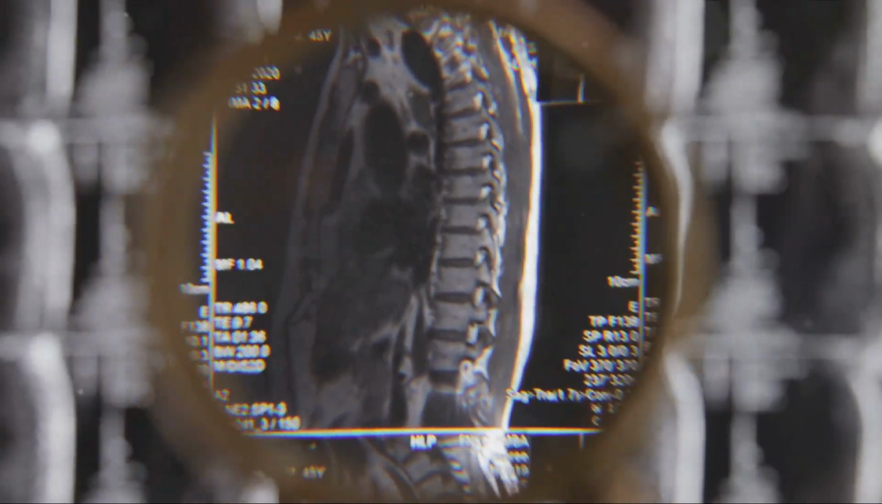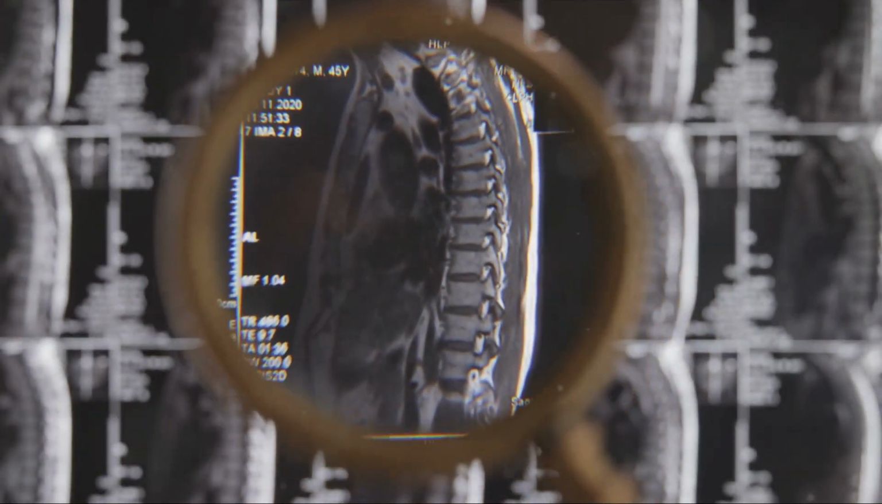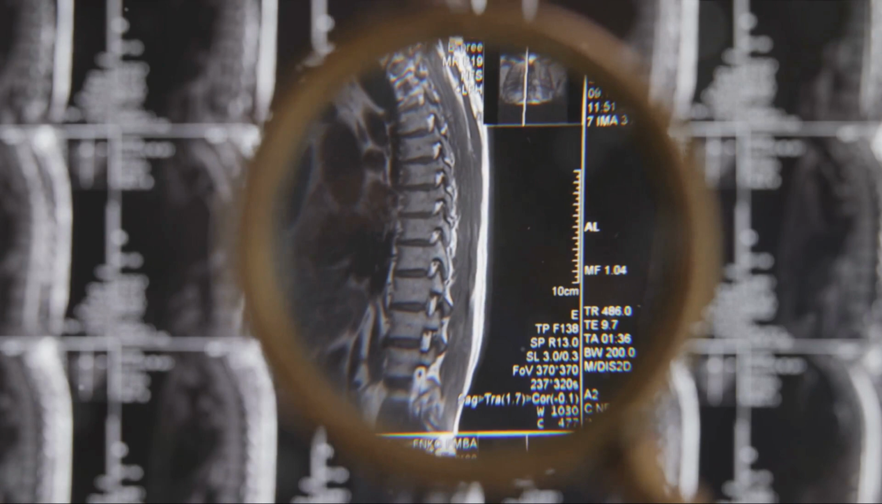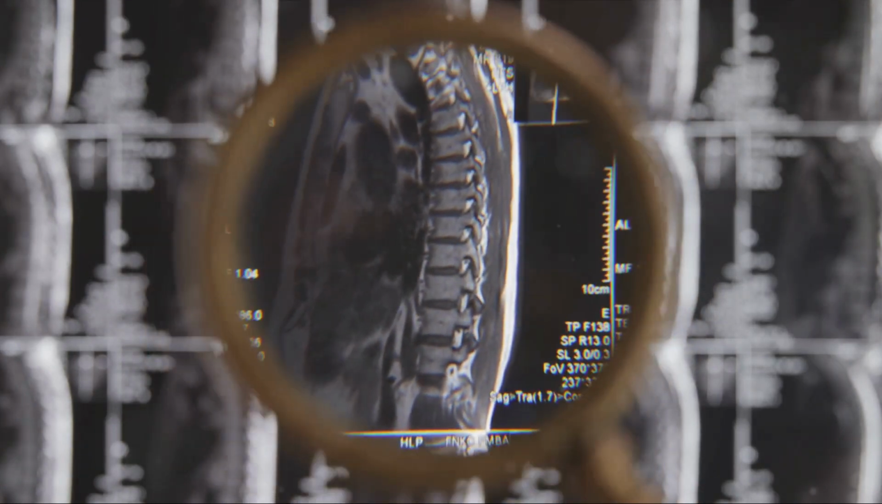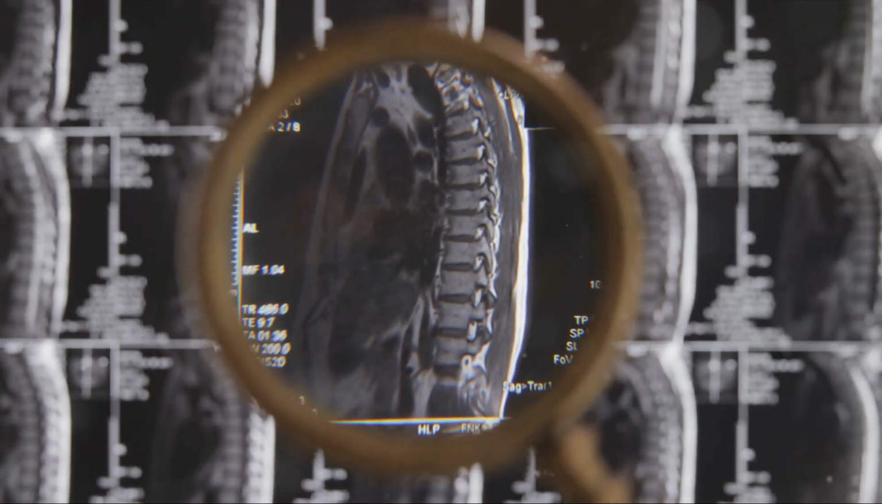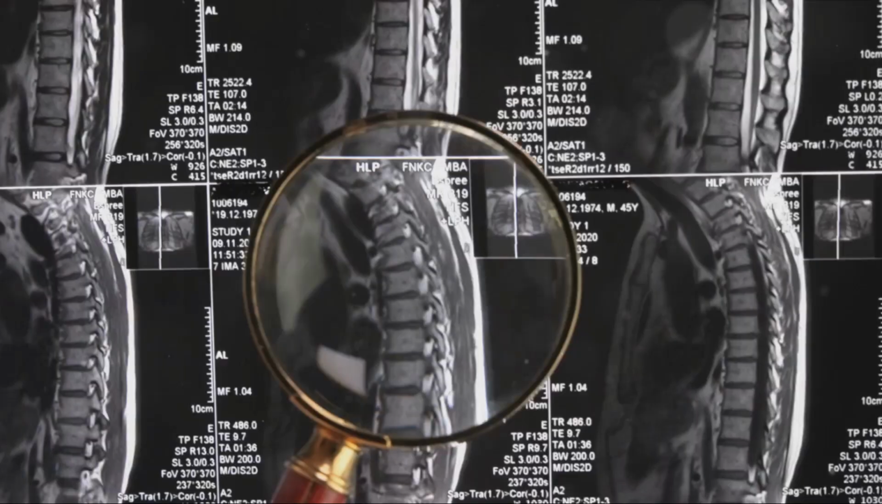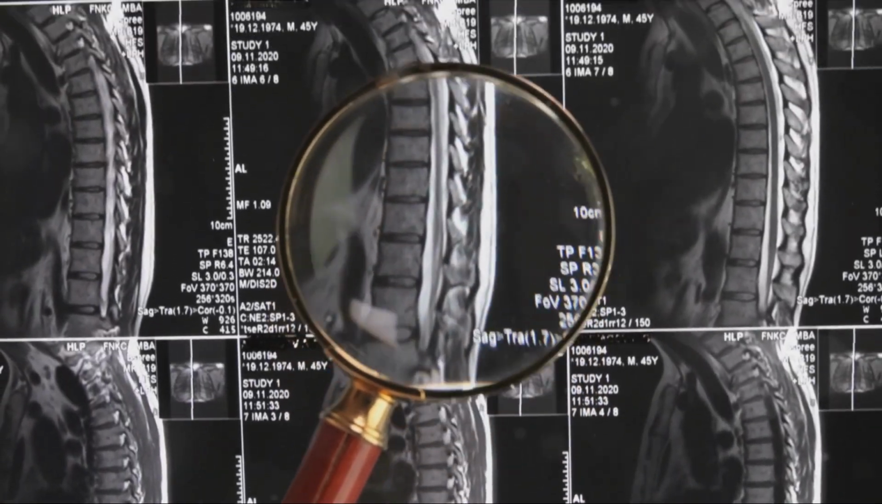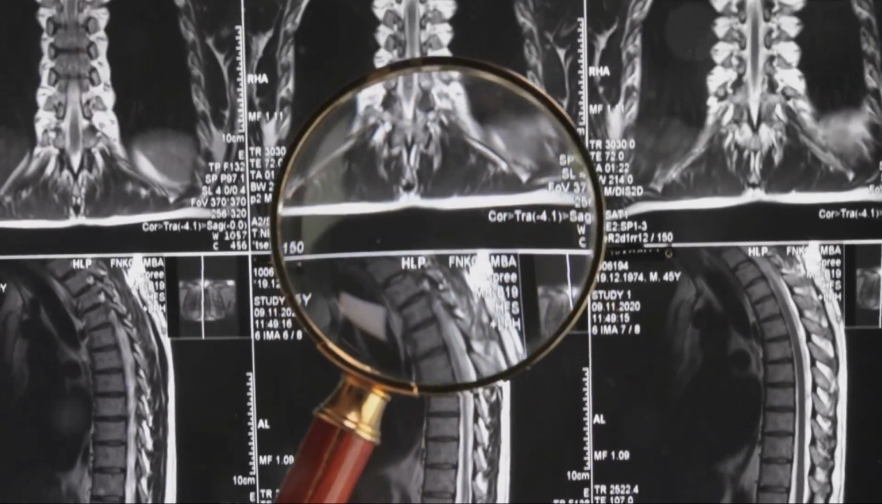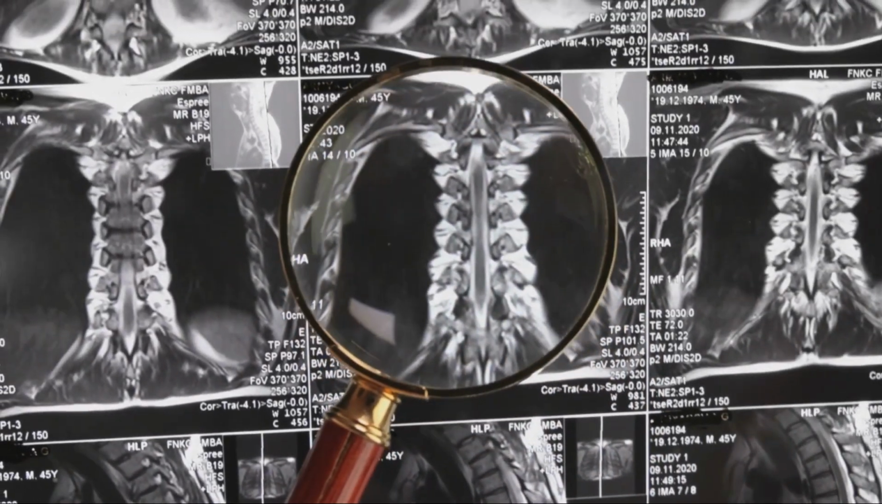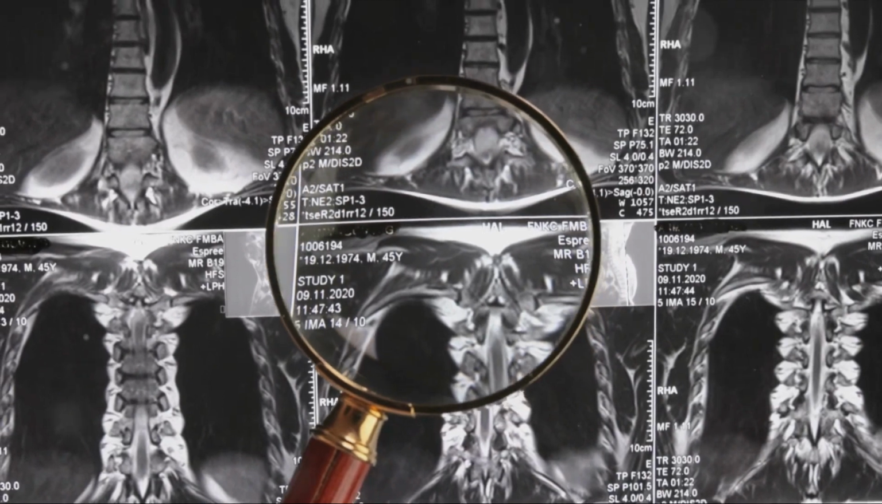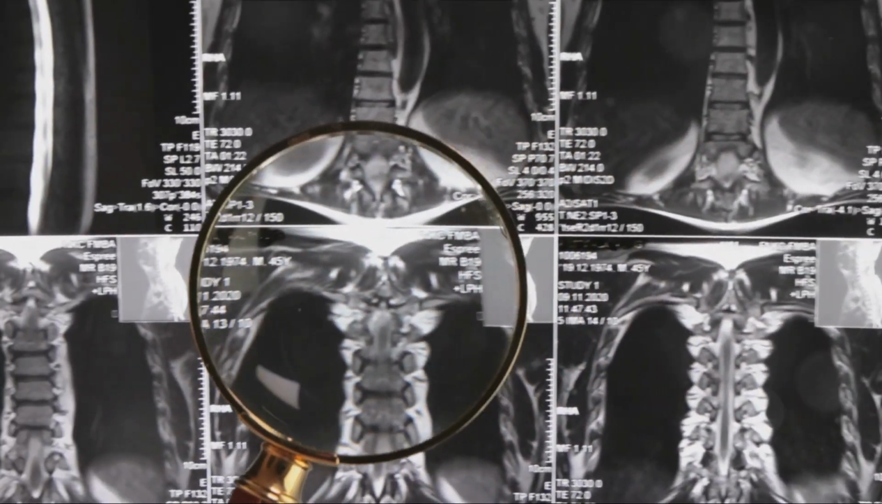Now let's zoom in a bit. The vertebrae are divided into 4 main regions: the cervical, thoracic, lumbar, and sacral. Each region has a unique structure and function. But for a spinal tap, we're primarily interested in the lumbar region, situated in the lower back. The lumbar vertebrae are larger and stronger than the others, designed to bear the weight of the upper body. It's also the region where a spinal tap is usually performed.